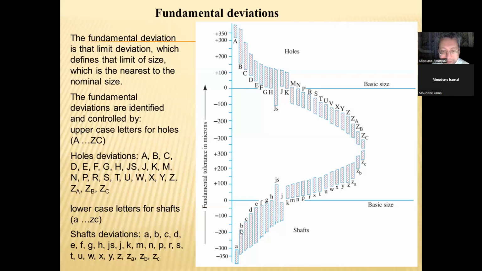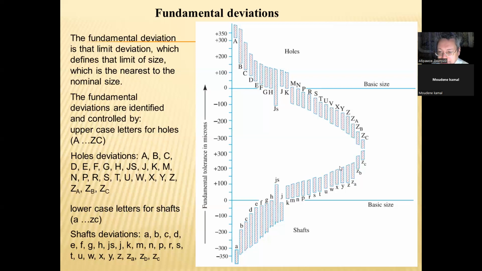For the shaft, the same situation. Fundamental tolerance field and fundamental deviation C. Upper limit deviation, lower limit deviation. The nearest to the nominal size is upper limit deviation, and it's the fundamental deviation.